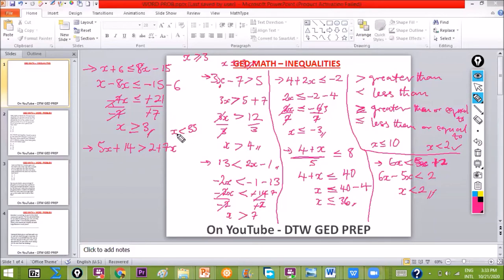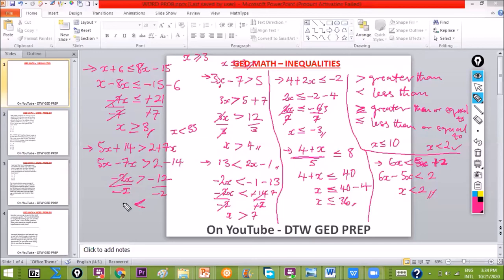Okay, but let's do this together. So we have 5x. We take this 7x to this side and bring this 14 to here. So we have 5x, taking plus 7x to this side, negative 7x. We have 2 left here. Taking this positive 14 to this side, we have a negative 14. So this is 5x minus 7x, we have minus 2x, greater than 2 minus 14, which gives us minus 12. So we divide both sides by minus 2. And when we divide by minus 2, our sign would change. So we have a less than sign.